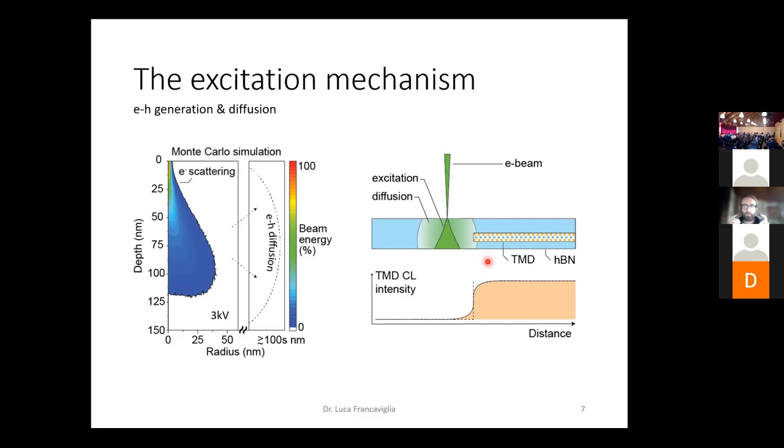This is not so unusual, I'd say, in nanostructures. But what's interesting here is that changing the overall size of the heterostructure, we're not changing the properties of the active material, so the TMD. And this is in contrast with what usually happens when you deal with other nanostructures, where typically changing the size of a nanowire or a quantum dot, then you change the actual optical properties of the material that you're studying. We can also do something more with this diffusion volume.